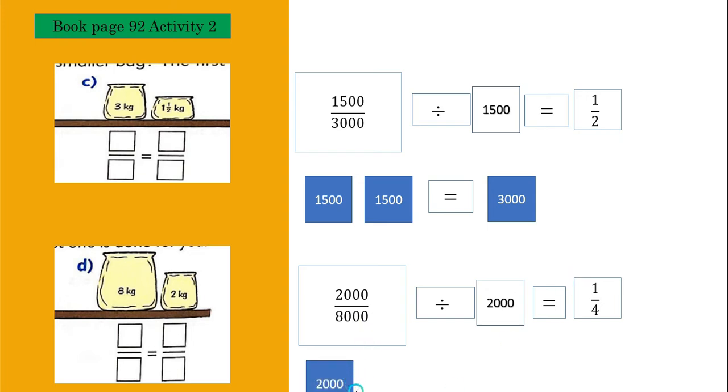Now, how many 2,000s do we need to complete the 8,000? It's 4 parts. That is the denominator. And we're talking about only 1. One 2,000, the answer is 1. So 1/4 is the answer.